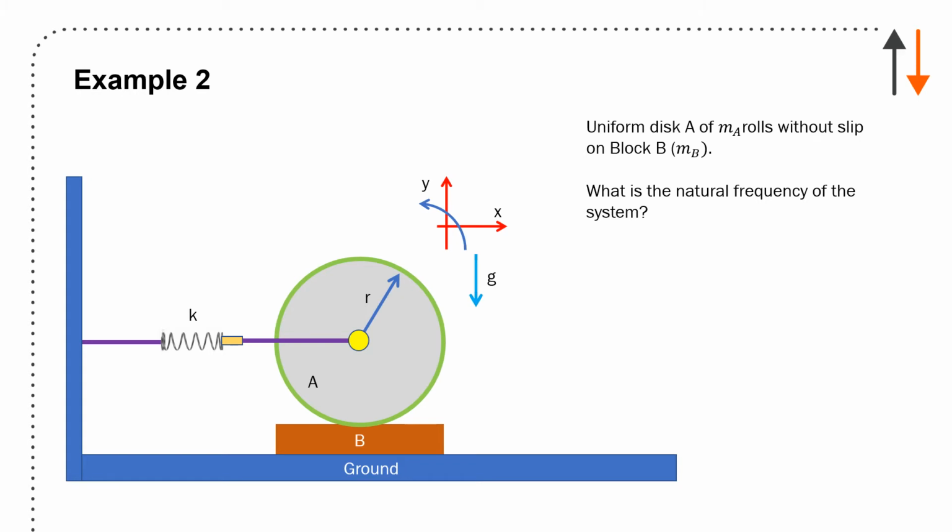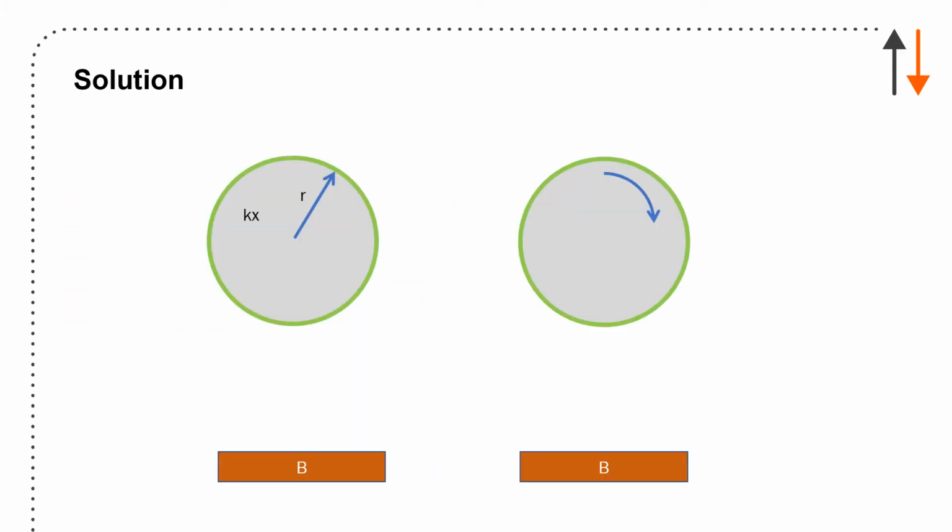For the next one, I have an example that's again similar. I've got a spring, it's attached to a wall and attached to a cord. There's a disc, and it rolls without slip on a block B. What is the natural frequency of the system? The other thing I'm told is that it's frictionless between B and the ground.